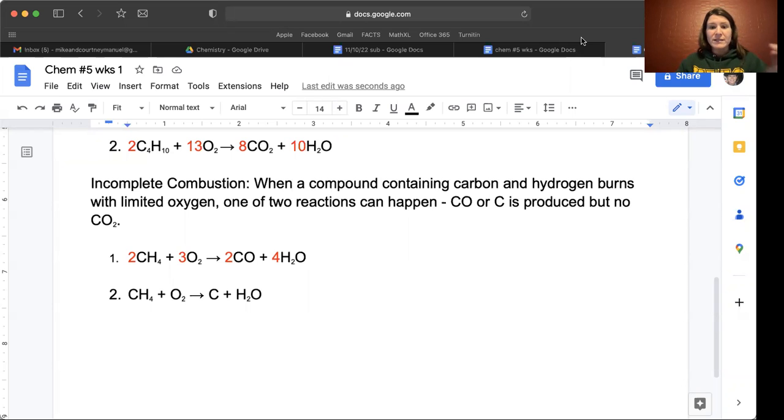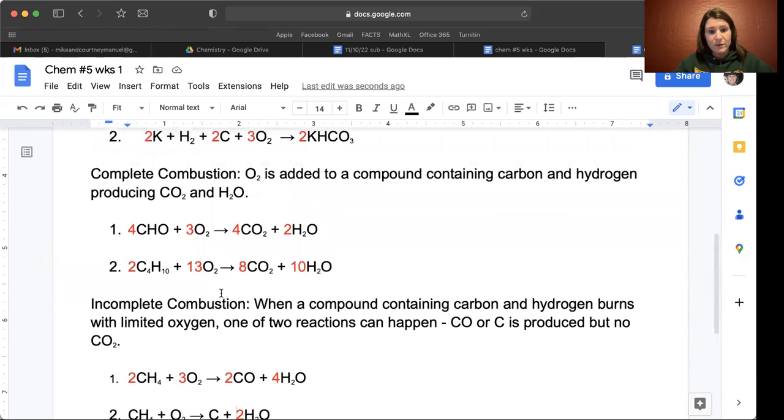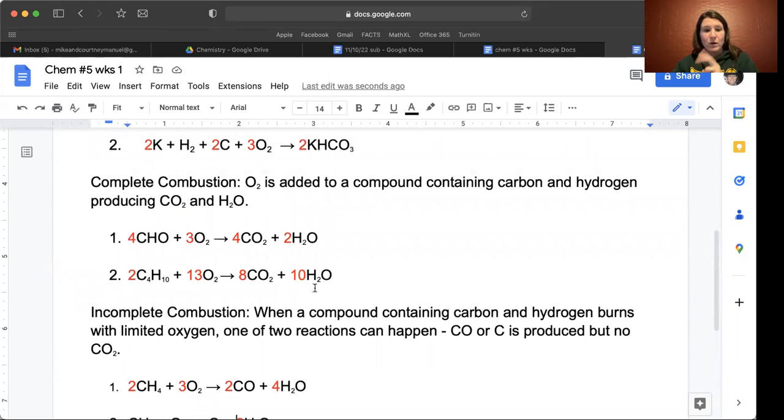The second one is the second way you can have incomplete combustion. Instead of producing carbon monoxide, you're just producing carbon. So again, the only thing you have to do in this process is balance it. So I think that's balanced right there. It's a pretty easy one. Carbon's balanced. We have 4 and now we have 4. We have 2 and now we have 2. We are balanced. Those are your two options of incomplete combustion. Complete combustion is carbon dioxide and water.